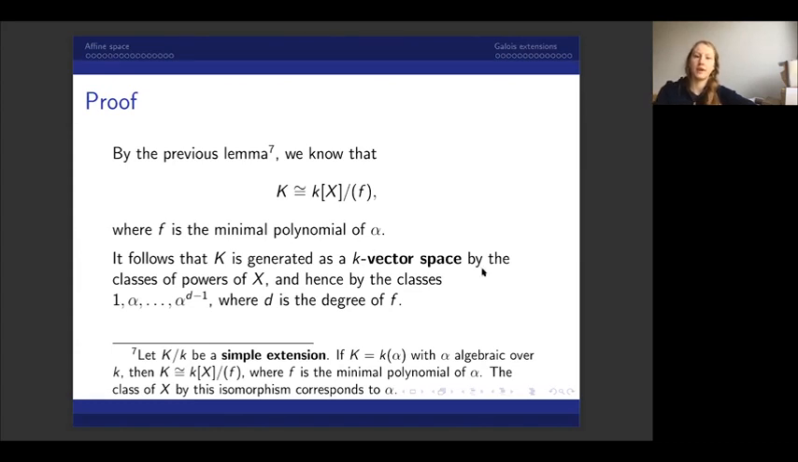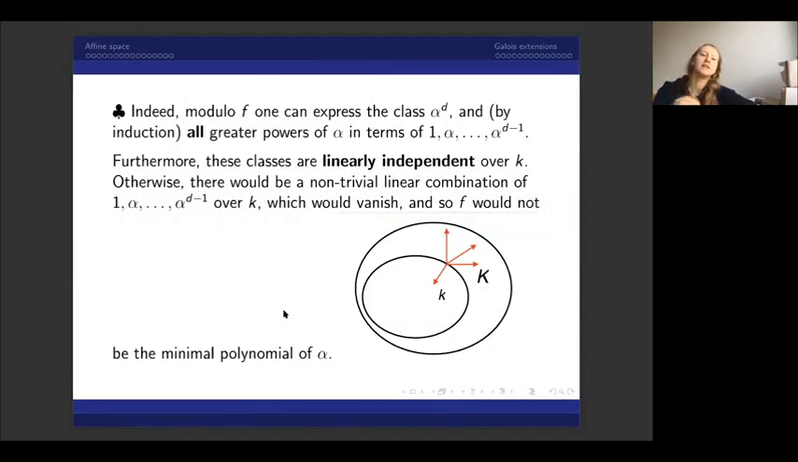So you have a k-vector space which is generated by this. So it's indeed finitely generated, right? And so modulo f, one can express the class alpha to the power d, and by induction all greater powers of alpha, in terms of these generators: 1, alpha, and so on, until alpha to the power d minus 1. And so all this algebraic extension problem resumes to some linear algebra, first-year linear algebra.